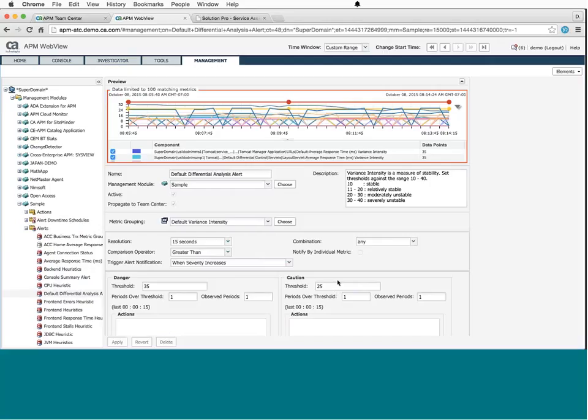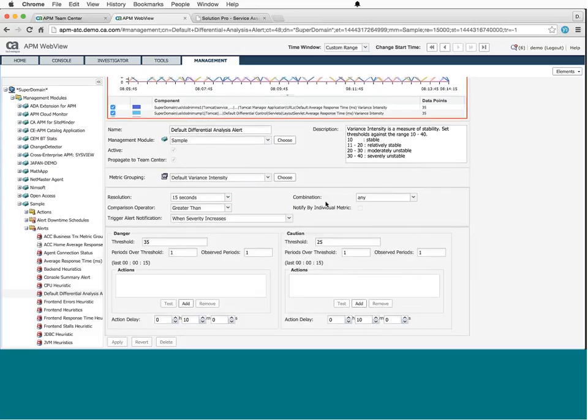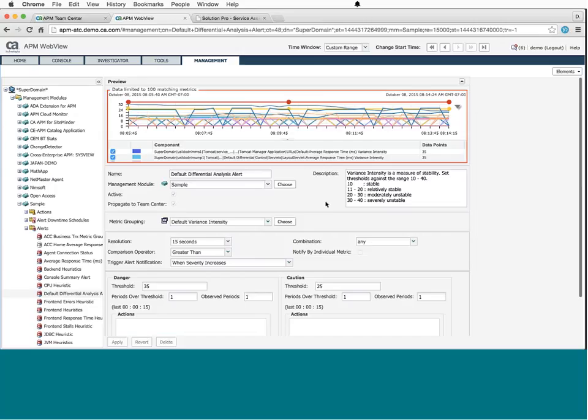But we recognize that people do want to associate actions, like sending an email, just like Todd is asking. Just like with a regular alert, you can pop an action into the differential analysis alert to send an email or trigger a shell script or whatever else it is that you want to do. Hopefully that covers Todd's question. If not, Todd, write again to follow up.